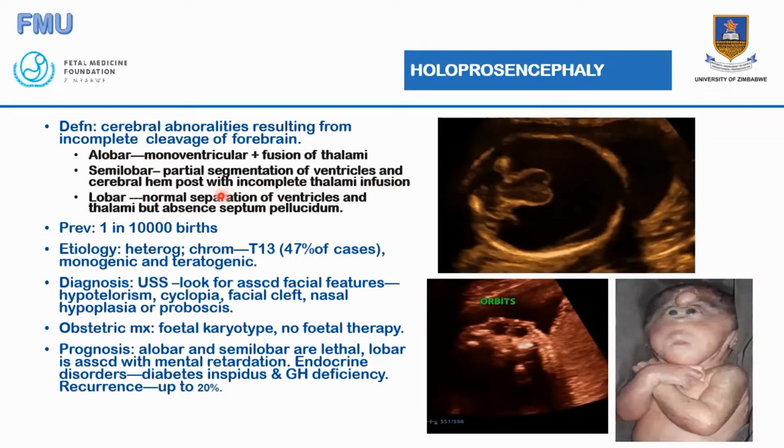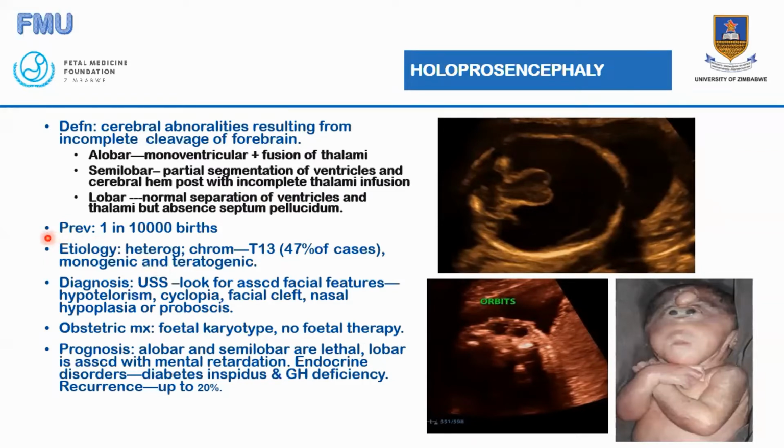Then the lobar variant, there's normal separation of ventricles and thalami, but absent septum pellucidum. The prevalence is as common as 1 in 10,000. This is probably fair in terms of the representation, because we see them quite often. You will see our updated database on this condition, that we are diagnosing this condition very often here in our country. So it is indeed fairly common in fetal medicine terms. In Zimbabwe, we have 40 cases of this, but I think we're having more than that.